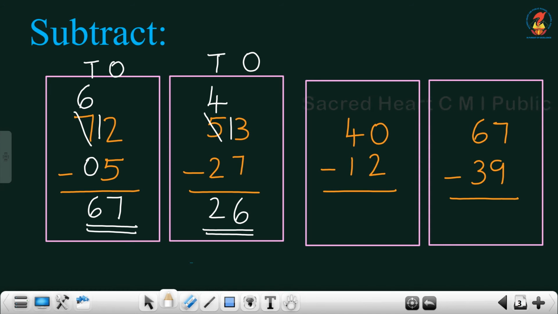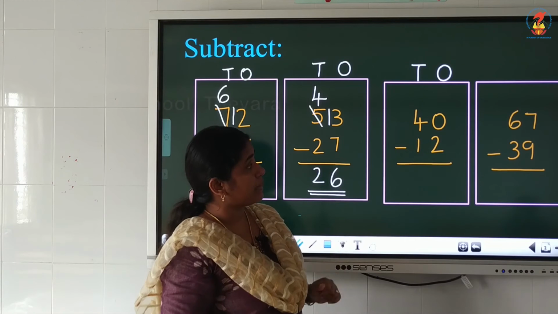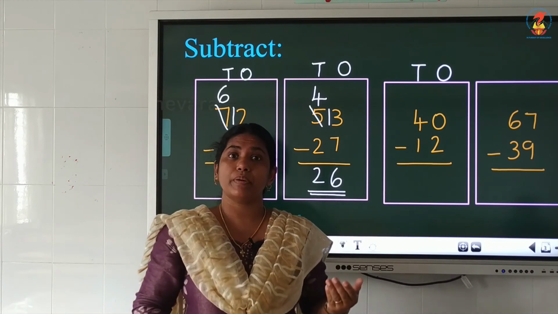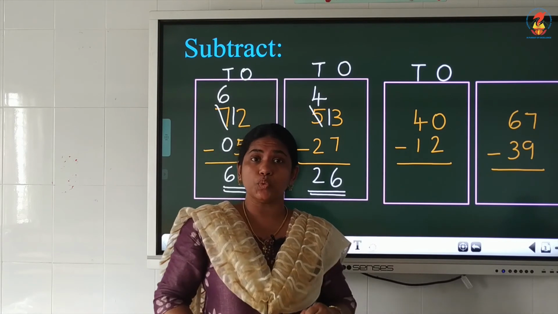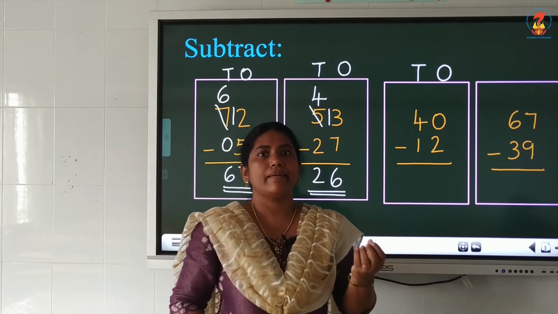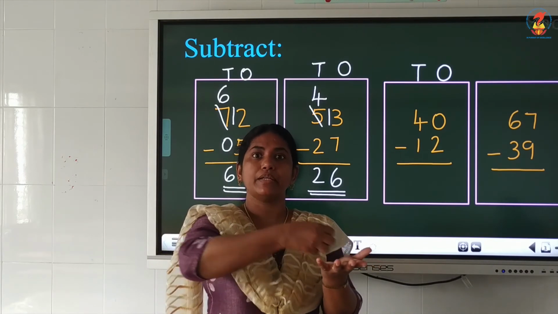Clear? Now look at the next one. Mark the ones place and tens place. Now what is the number, children? 40 minus 12. We want to subtract 12 from this 40. Look at the ones place. Which number is at the top? 0. Which number is down? 2. 0 means what? Nothing. I don't have anything. And I want to take away 2 from this.